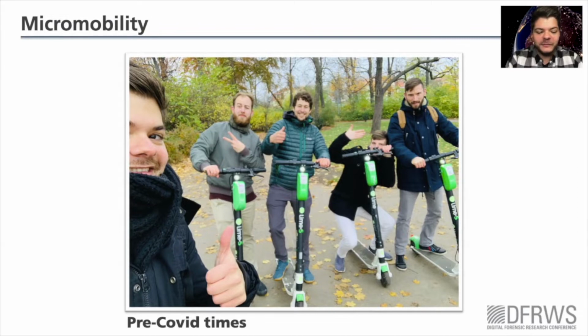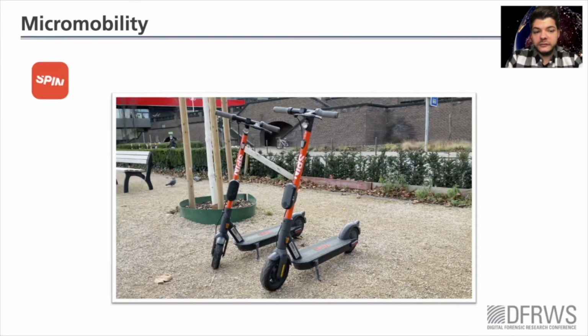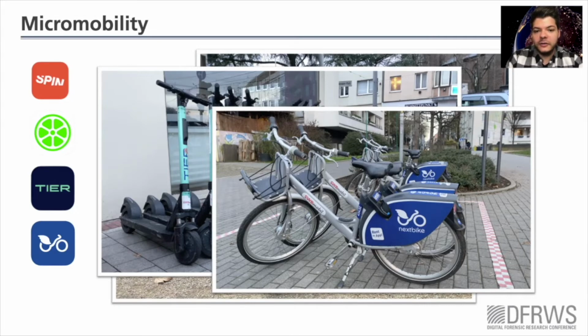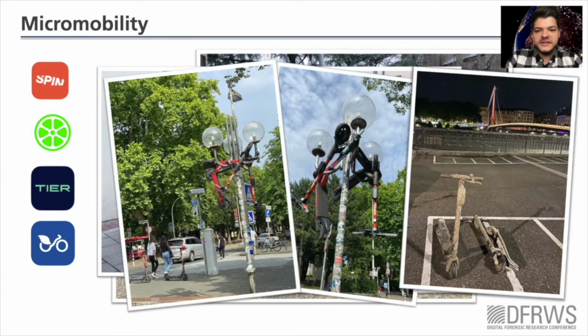This as an example. And in my hometown, there are even multiple providers of these scooters. There's, for example, Spin, there's Lime, there's Tier, there's Nextbike for bikes, as I mentioned, and you can find these scooters and bikes almost anywhere on the street, maybe sometimes even in strange places. I think the last one was pulled out of a river.